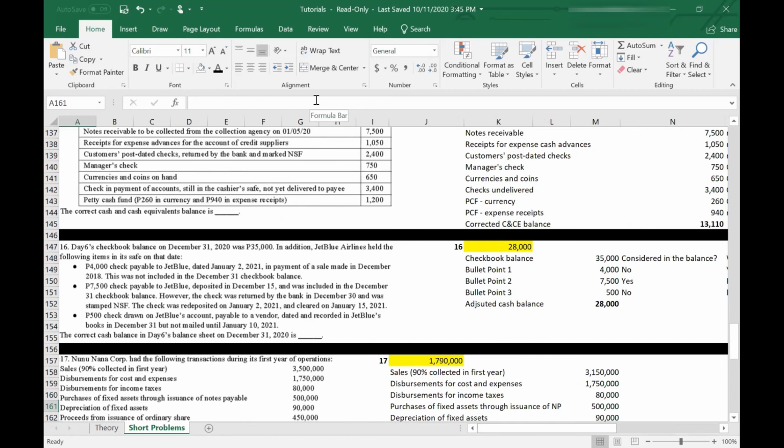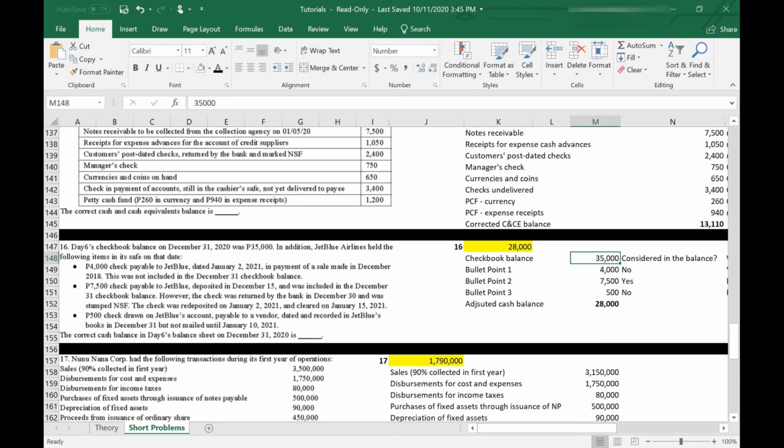Number 16, we're asked to get the correct cash balance. The D6 checkbook balance on December 31, 2020 was 35,000. In addition, JetBlue Airlines held the, I think this should be JetBlue, no? So don't mind the D6. JetBlue Airlines held the following items in the safe of that day.